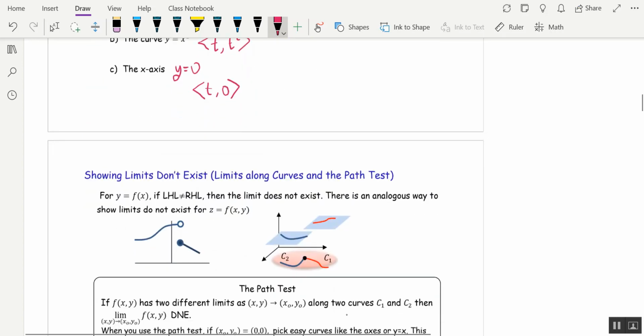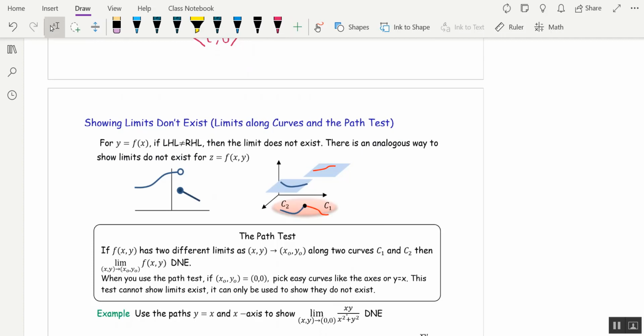All right, so now we can jump into showing limits don't exist. With a single variable, we can show a limit doesn't exist by showing the left-hand limit is not equal to the right-hand limit. So this is left-hand limit, this is right-hand limit. We can do something similar in two variables. If we can find two curves in the xy plane such that the limit of the function over one curve is not equal to the limit of the function over the other curve, then we can say the limit does not exist. And that's basically the path test.